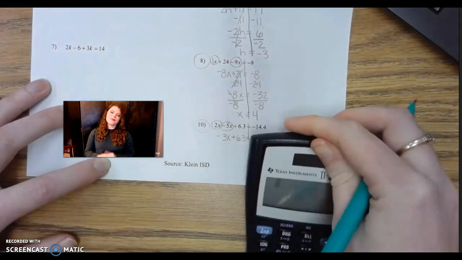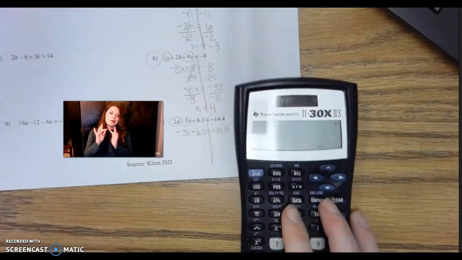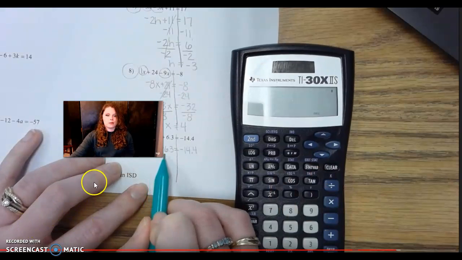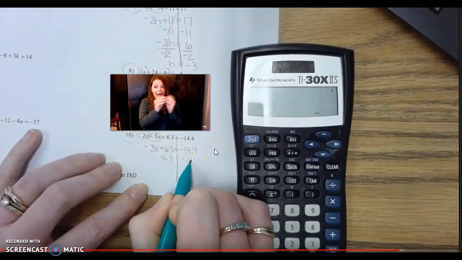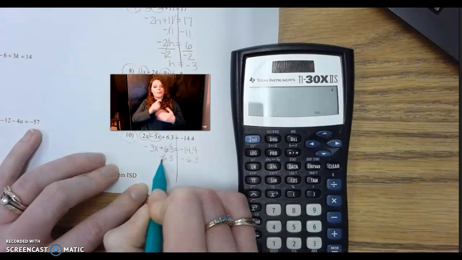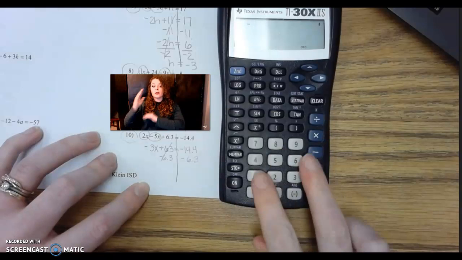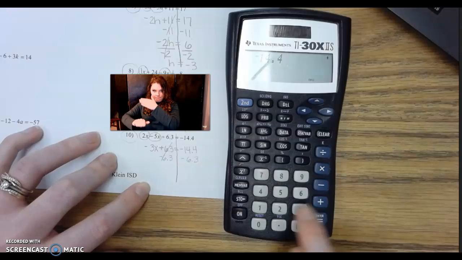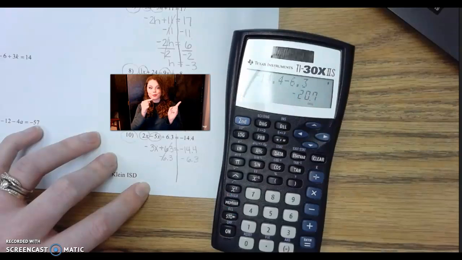At this point, you might want to grab a calculator, and if you don't have that, remember you can always use one on the internet and search for it. So instead of adding 6.3, we want to subtract 6.3 from both sides. These will cancel, but you still have this over here. So you have negative 14.4, and then we're going to subtract 6.3, which leaves us with an answer of negative 20.7.